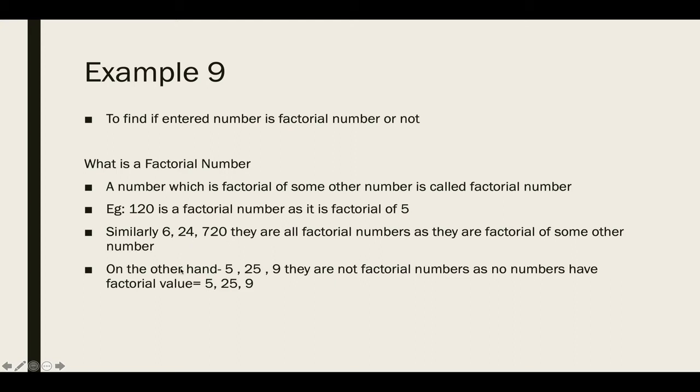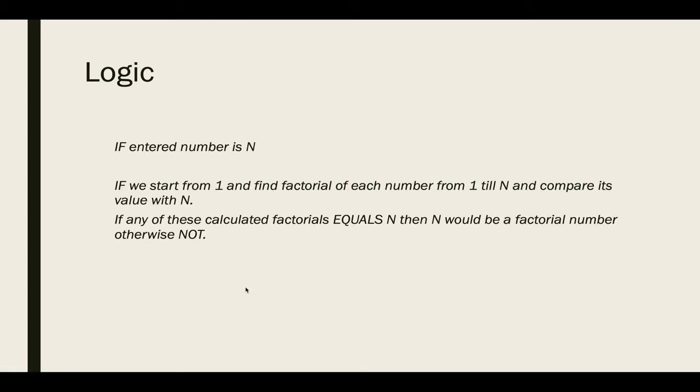But on the other hand, 5, 25, 9, 13, these are the numbers which are not factorial numbers because no numbers have factorial value equal to 5, 25, 9. So I hope you understood the meaning of factorial number. Now let us move to how we are going to build up the logic.